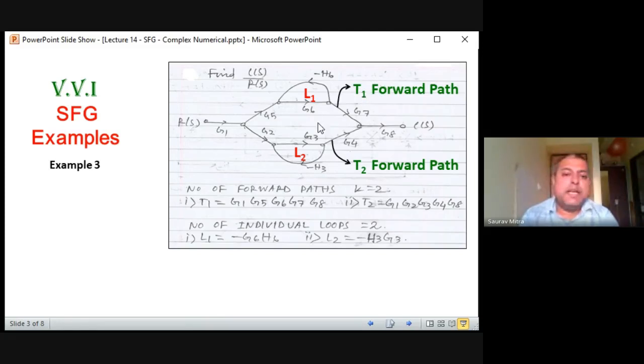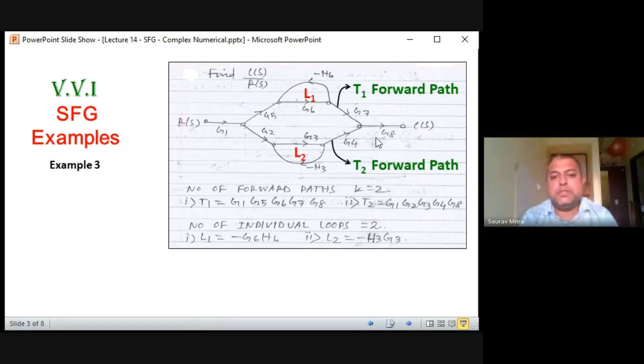So it is named as the first forward path, and it is connected with loop L1. Okay, so there are two loops in this circuit. So the first loop is L1, minus H6G6. It's written here. So L1 is minus G6H6, and it is connected with path T1. So previously we had called it T, we are calling it T1, that does not matter. So G1, G5, G6, G7, G8. This is the first forward path.